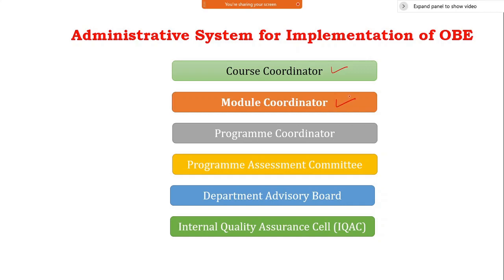These are module coordinators, and they give the input to the program coordinator, who is typically called the head of the department. This head of the department is then reporting to the quality index, that is the assessment committee, or I can say an exam committee. Then the department advisory board is going to help us improve on this, and then the IQAC cell will coordinate all this.